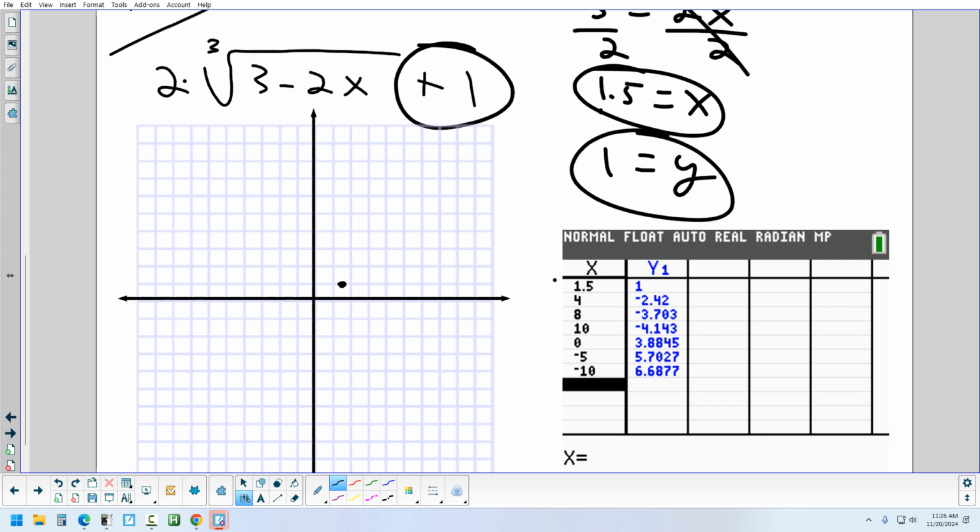All right, so we got 4, 1.5, 1. We got that. 4, -2.5, roughly. 8, just above -4. So 8, 1, 2, 3, so about right there. 0, we're just below 4. -5, we're just below 6. About right there. And -10, just above 6.5. 1, 2, 3, 4, 5, 6.5. Yeah, that looks pretty good. So now just draw your curve best you can. Like that. All right. And that's how you sketch an odd root. So you start with the center, and then you find some points left and right. Any question on that one?